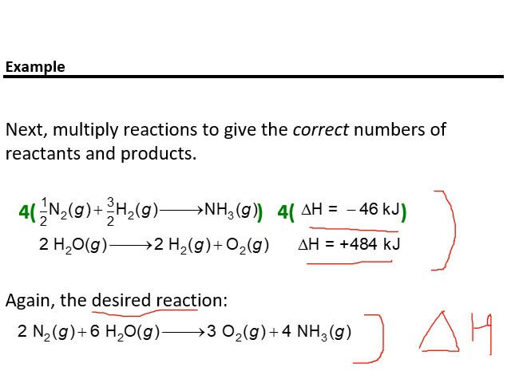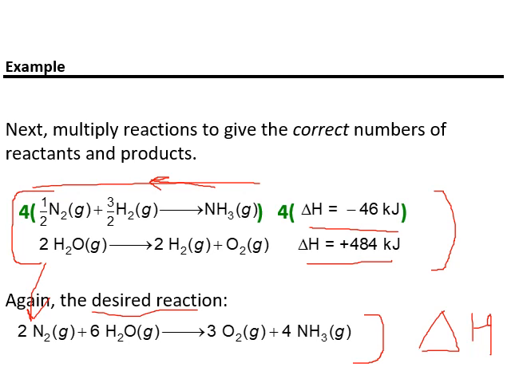But what we want to do is get these two in the form such that if we add them together, we get the thing down here at the bottom. So there are two different things you can do to make it work like that. One is you can multiply through everything in a reaction by the same number, or you can also reverse the direction of a reaction if that helps.